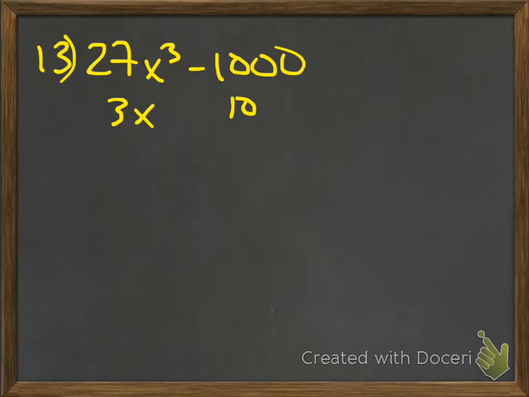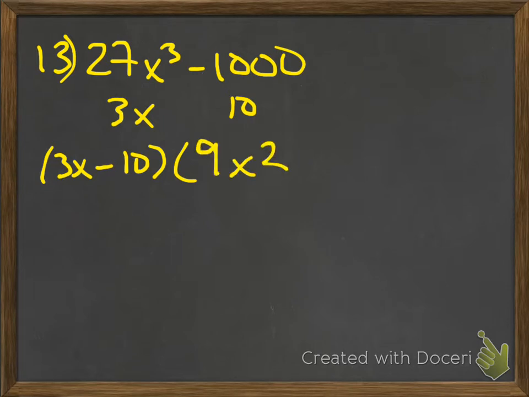And according to that one, since that one's a minus, the first parenthesis is A minus B. 3x minus 10. Then the second one should be a squared. What's 3 squared? 9. So 9x squared plus a times b. So 3 times 10. And then plus b squared. And yet people still find ways to miss it.